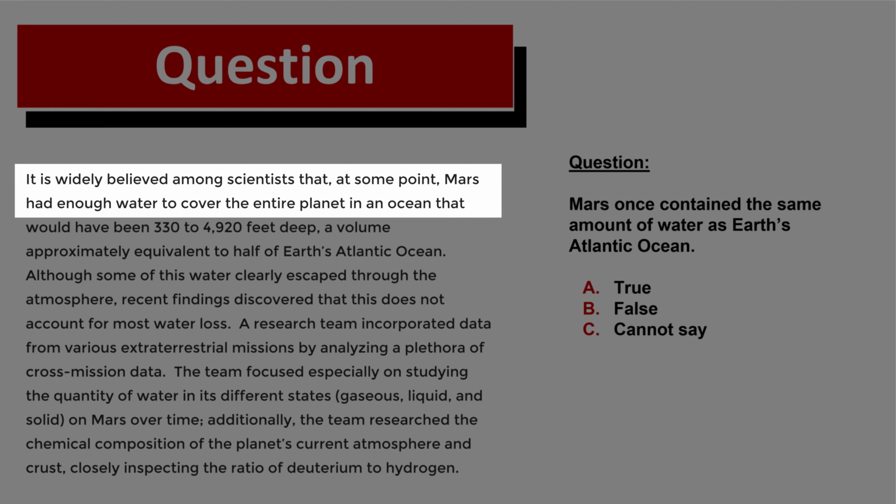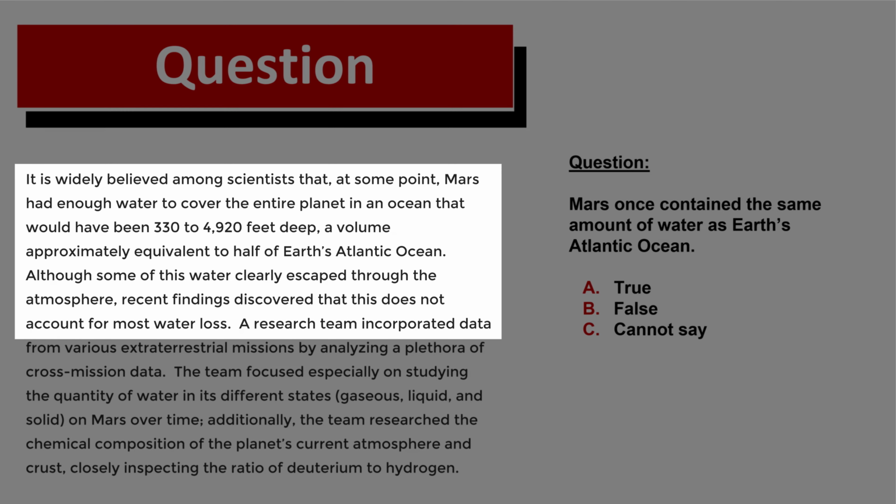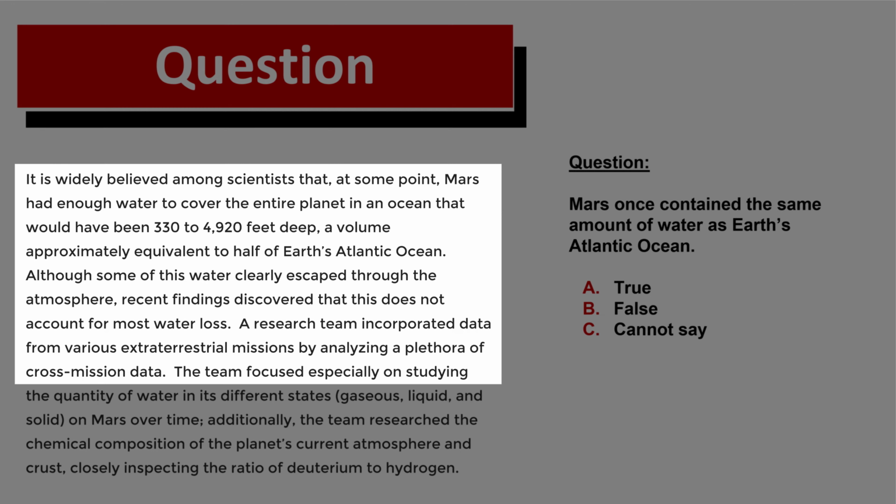the entire planet in an ocean that would have been 330 to 4,920 feet deep, a volume approximately equivalent to half of Earth's Atlantic Ocean. Although some of this water clearly escaped through the atmosphere, recent findings discovered that this does not account for the most water loss. A research team incorporated data from various extraterrestrial missions by analyzing the plethora of cross-mission data.